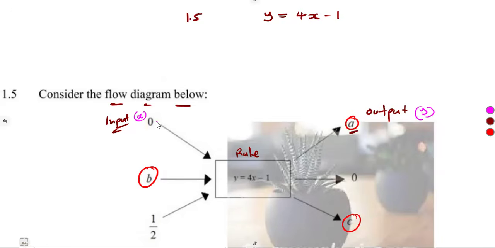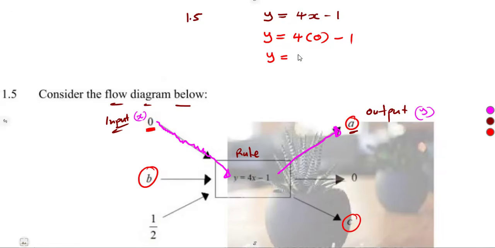So when we input x, which is 0 in this case, into this rule, the output is supposed to be A, which is the y value. So it is just substituting the value of x. X, our input, is 0. Remember what we are starting with, input. So 4 times 0 minus 1. You substitute the input that corresponds to the output.